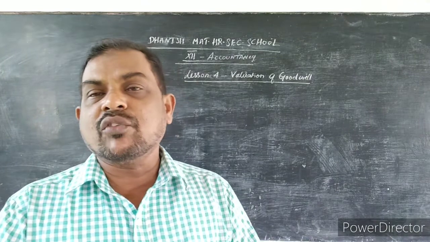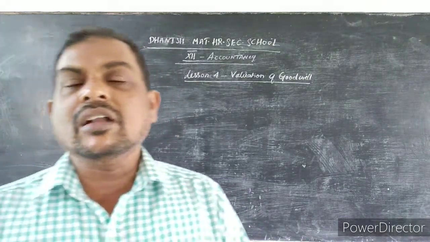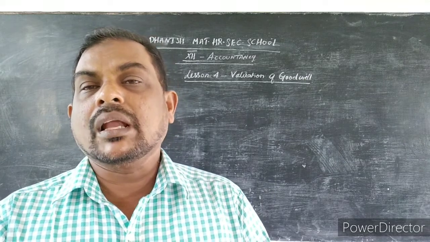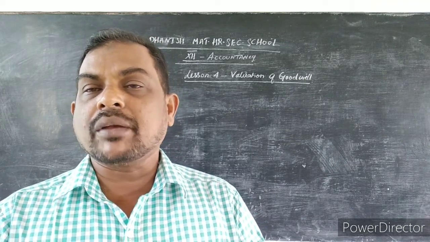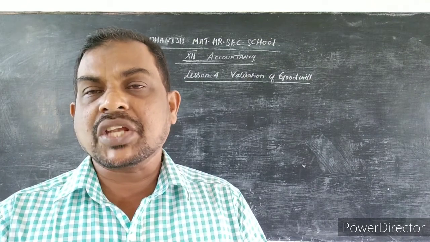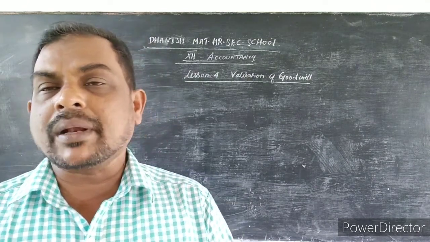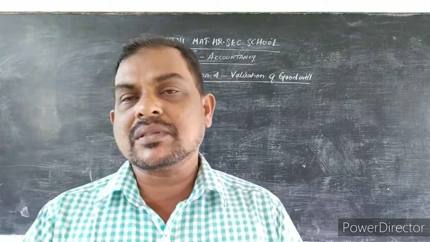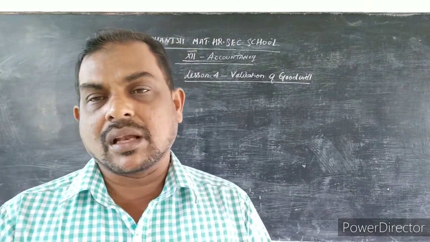Under the valuation of goodwill, there are 3 methods to calculate the valuation of goodwill. Number 1, average profit method. Number 2, super profit method. Number 3, capitalization method. Under the average profit method, we have already seen 3 sums. The rest of the sums we will see now.